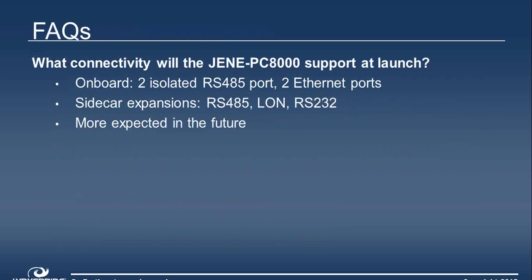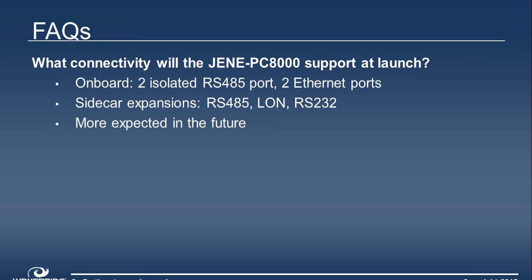So let's briefly review some of the frequently asked questions we've been getting. And the first is, what is the connectivity on that new PC8000? On board are 2 isolated RS-485 ports, which is an improvement over the current Jenny PC series where they do not have isolated ports, but the option cards do. It also has 2 gigabit Ethernet ports.